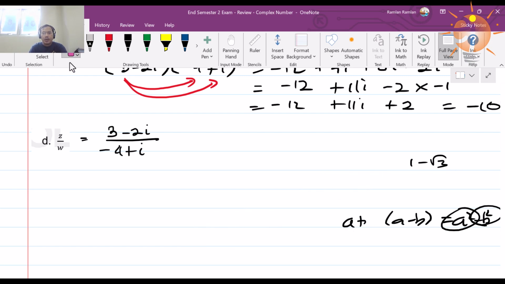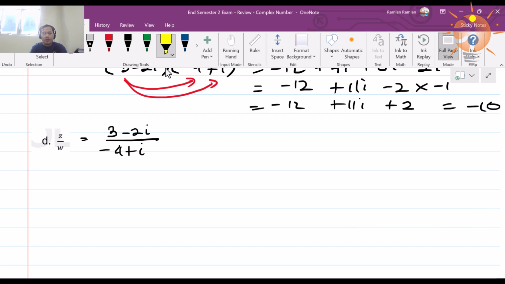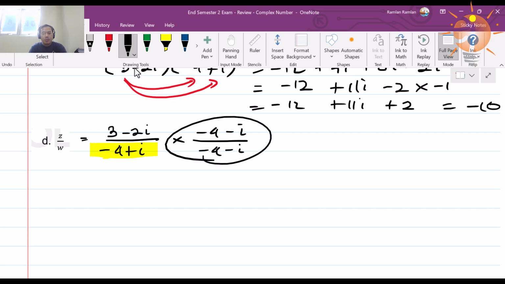We have 3 minus 2i over negative 4 plus i. What you need to focus on right now is this denominator. You need to find the conjugate of this expression, and it'll be negative 4 minus i over negative 4 minus i. Can you see that I'm multiplying by a fraction which just equals 1? Because any number divided by the same number, except 0, equals 1, so it doesn't change the value.